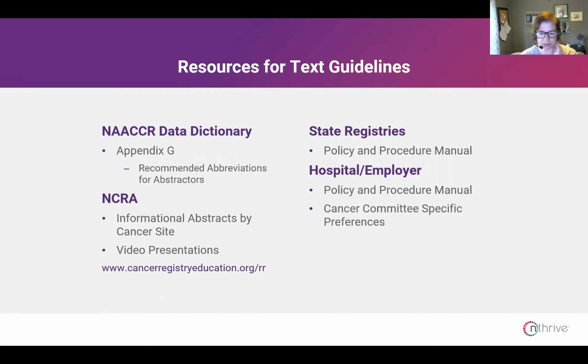It's also good practice to adhere to text requirements for the state cancer registry you report to. So state manuals should provide us with detailed and customized requirements and preferences. And finally, let's not forget the hospital or outpatient facility we provide the abstracted work for. So we should look for any cancer committee specific preferences to consider and explore the facility's policy and procedure manual. On the next slide, let's look at some resources for AJCC TNM staging.